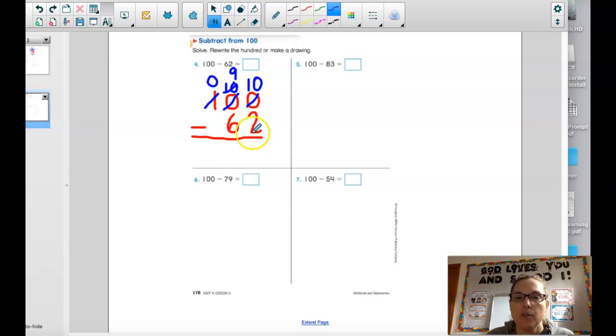10 take away 2, think, right? If you got 8, good job. 10 minus 2 is 8. 9, take away 6, think and write. 9 minus 6 is 3. And 0, take away 0 is nothing. So our final answer is 38.